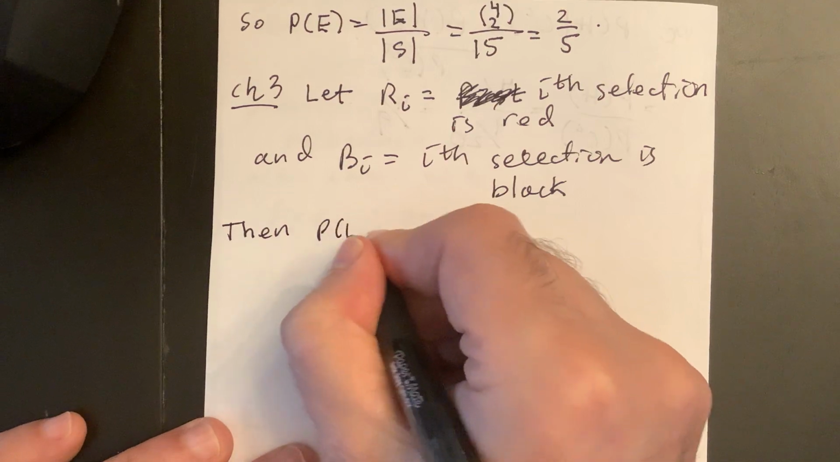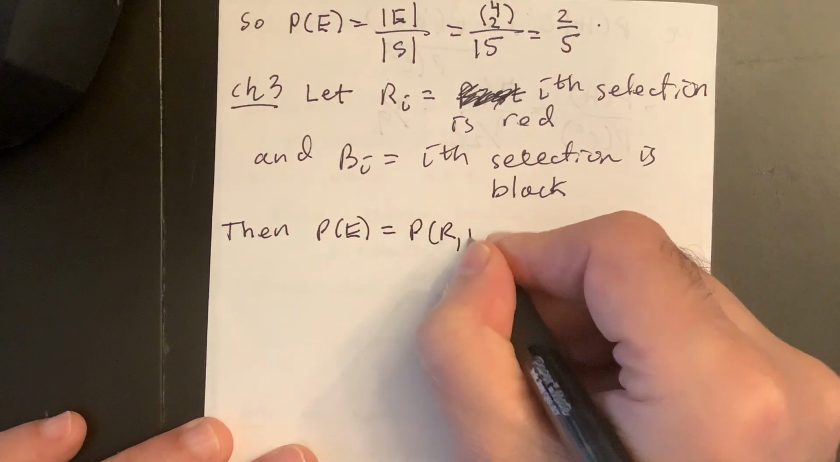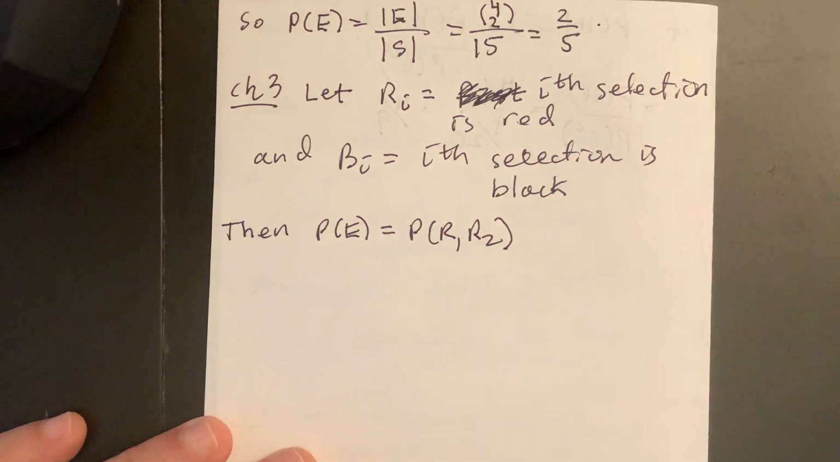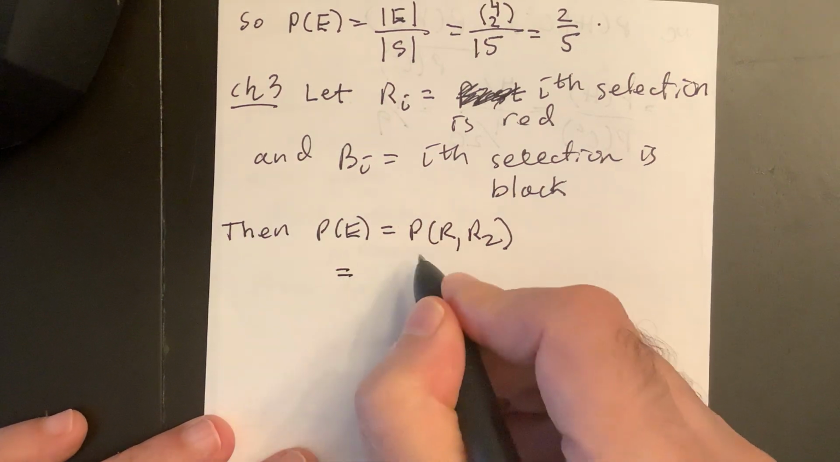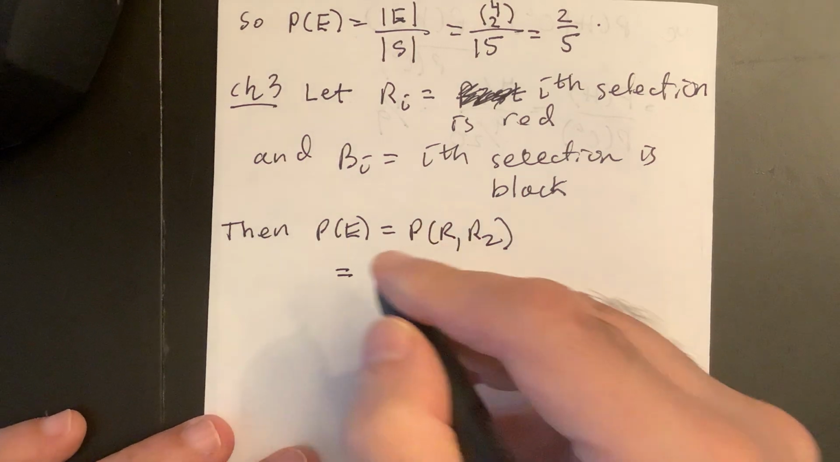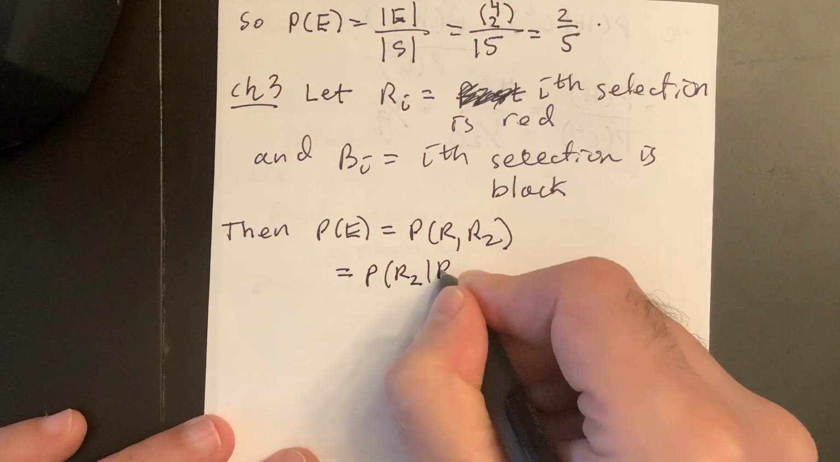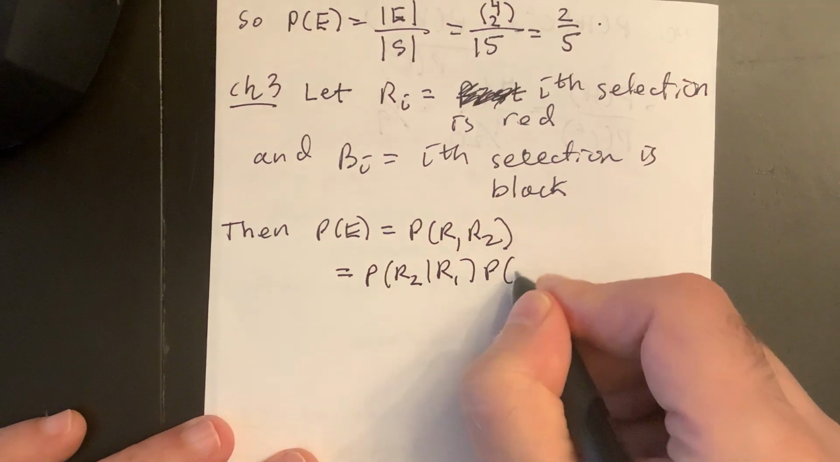P of E could be expressed like this: P(R1, R2). I need R1 to happen and R2 to happen, and then I can use conditional probability. So I'm going to condition on R1, because that's the first event. So this is P(R2 given R1) times the probability of R1.